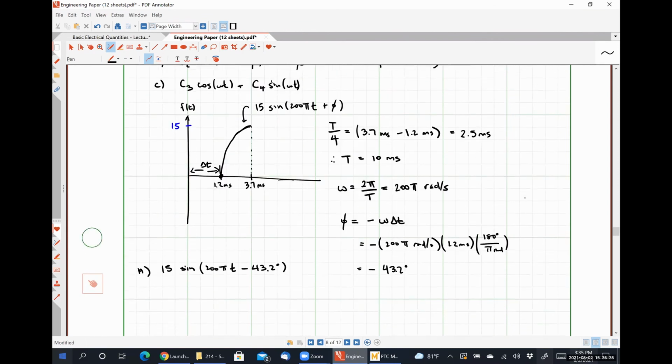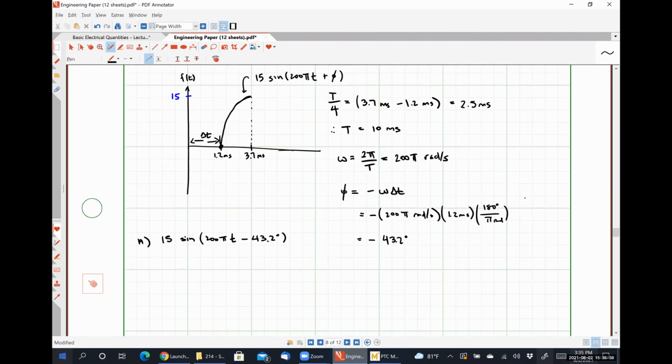as small as possible. So right now, our phase angle is negative. So how do we make it positive and as small as possible? We're just at 360. Exactly right. Just add 360 degrees. So plus 360 would give us plus 316.8 degrees. And that is the answer to part A.